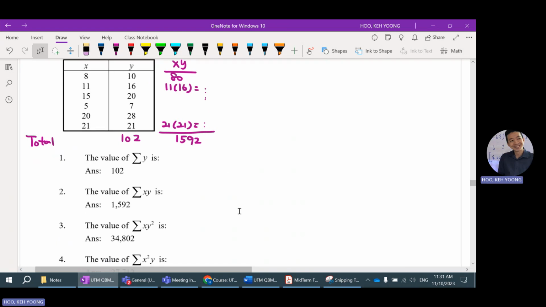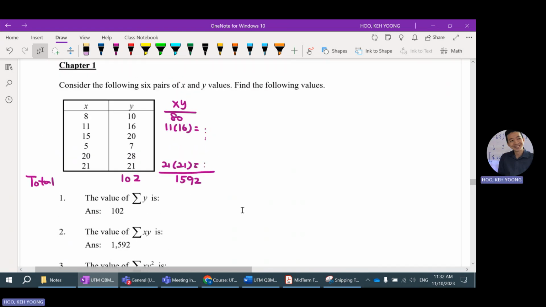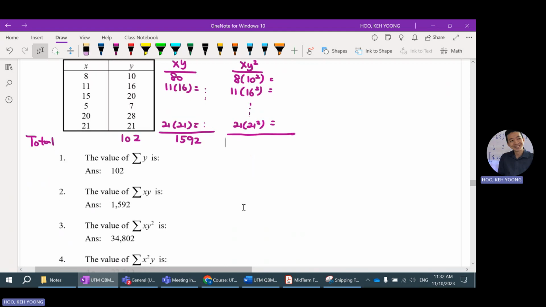Okay, next question. Total xy squared. You would have to create another column, xy squared. So take x multiplied by y squared. Right, take x times 16 squared, until the last one, 21 times 21 squared. Calculating this, you should get 34,800. Let me know if the answer is wrong.